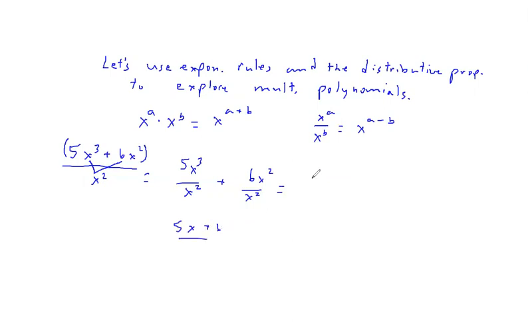But in case you're not quite seeing that, let's follow the rule. 5x to the 3 minus 2 plus 6x to the 2 minus 2, which leaves me with 5x to the first plus 6x to the 0. But remember, x to the 0 equals 1, so this is 6 times 1. So my final simplified answer is 5x to the first plus 6. Same thing we got here, and you don't need to have that 1 there. Okay. Now let's go to another kind of problem.